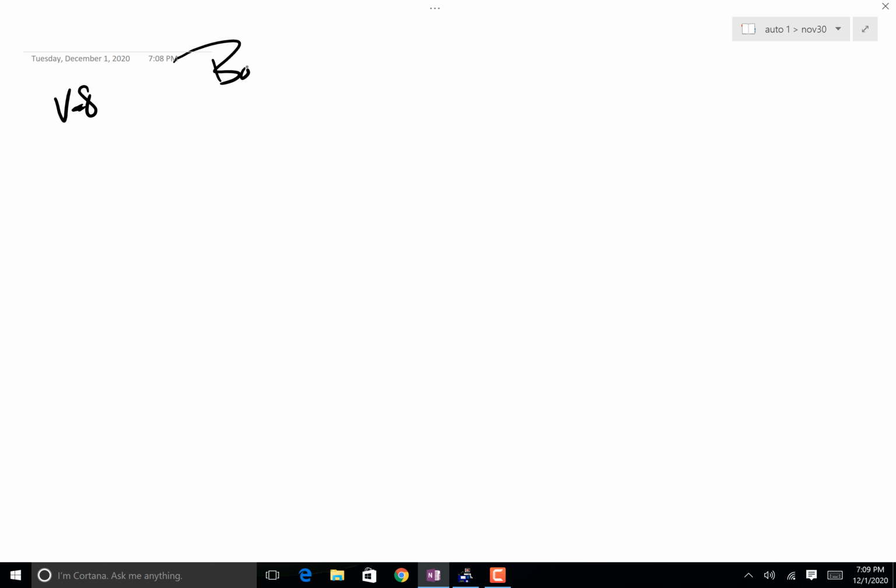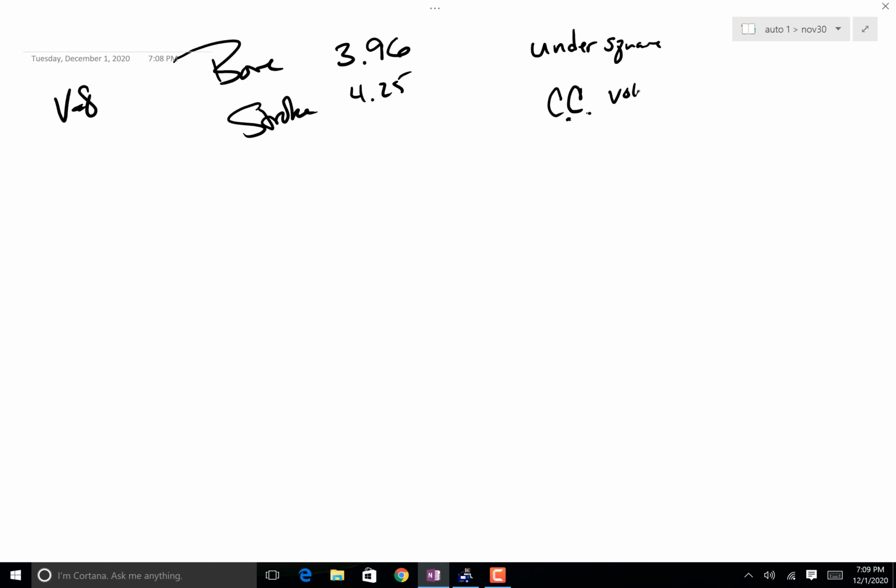And if it had a bore of 3.96 and a stroke of 4.25. You're like, whoa, Mr. Groom, the bore is smaller than the stroke. That's right. This is an under square engine. There you go. Cool. What am I supposed to do with that? Hold up, bro. I ain't done yet. I'm going to tell you what the combustion chamber volume is in just a minute. And whilst I'm at it, I'm also going to tell you that it has flat top pistons.